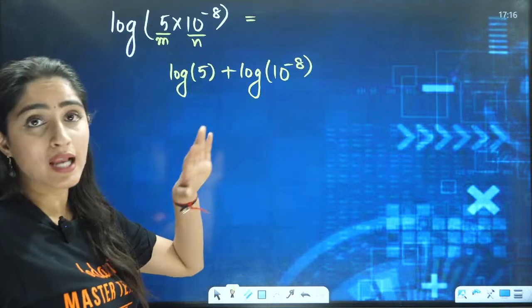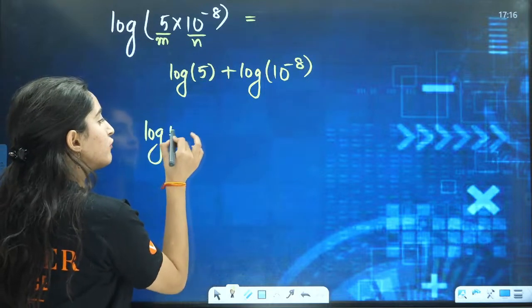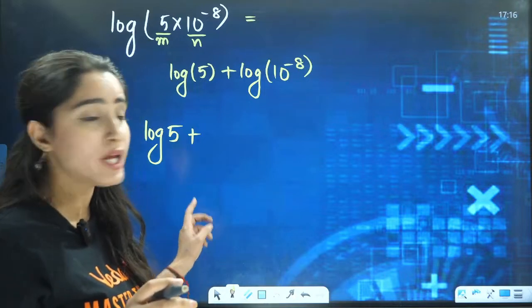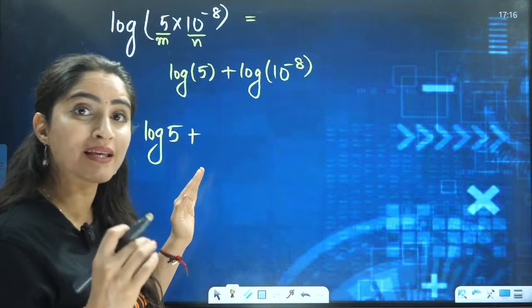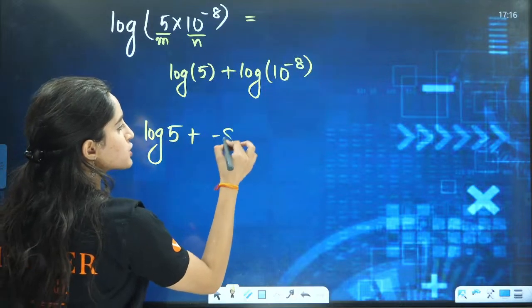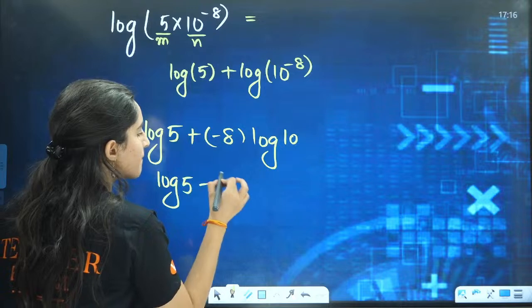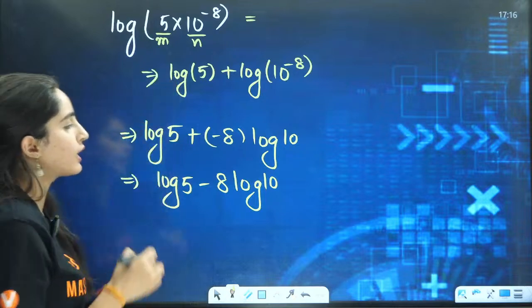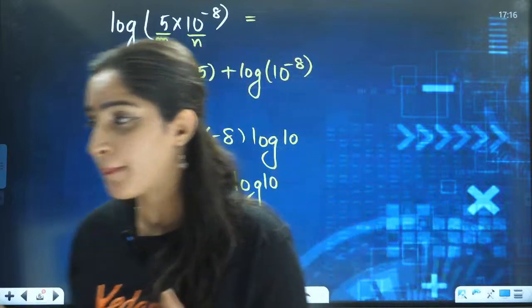Further, you have 10 raised to some power, so it will be log of 5 plus, and in all these cases I am not writing it individually, but I am taking base as 10 only. Throughout the lecture, I am going to focus on base 10 only. So this is log 5. This power will be in front, that is minus 8 log of 10. So it will be log 5 minus 8 log of 10. Now, the next task is to know what the value of log 5 is and what the value of log 10 is. But we should know how to apply this.